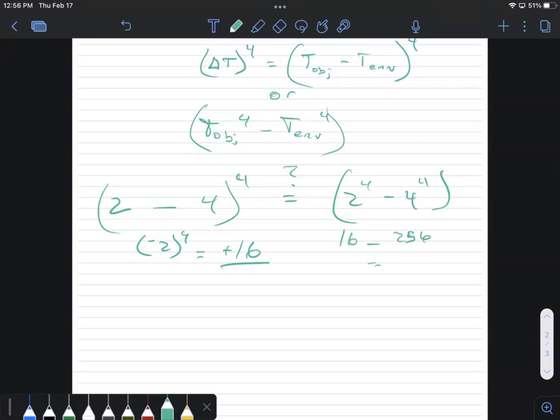And so 16 minus 256 is minus 240. Two different answers. So certainly, which way we take the fourth power will matter here. These are not the same things. Well, instead of trying to go through all the analytical and theoretical derivations, I'll just give you the punchline.